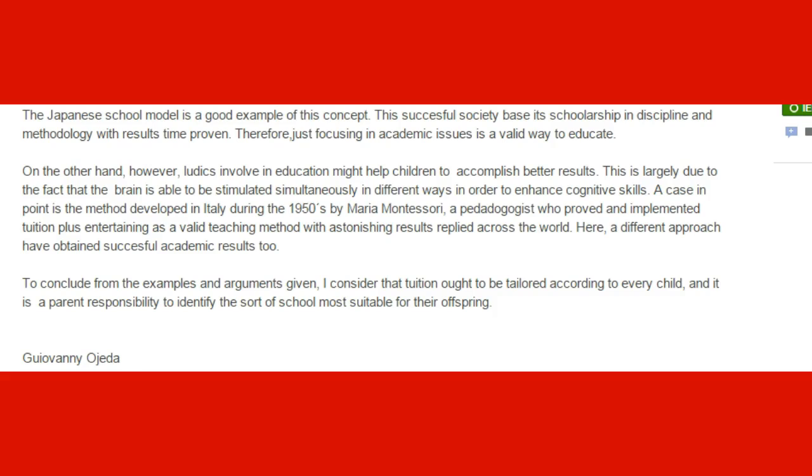Here a different approach obtained successful academic results. Full stop. To conclude from the examples and arguments given, I consider that tuition ought to be tailored according to every child, and it is a parent's responsibility, section genitive responsibility, to identify the sort of schooling or the type of schooling most suitable for their offspring. Wonderful work there, Giovanni. You've come along leaps and bounds.